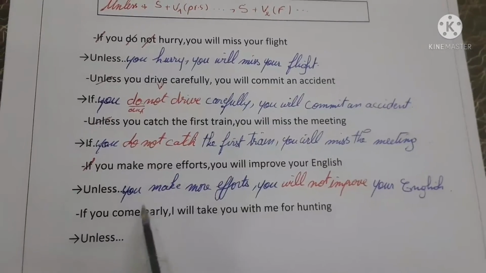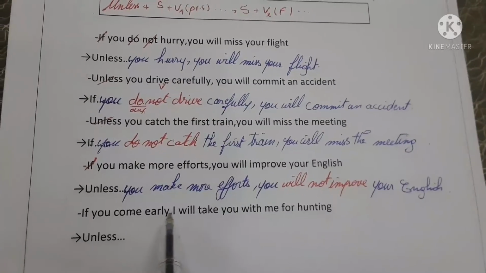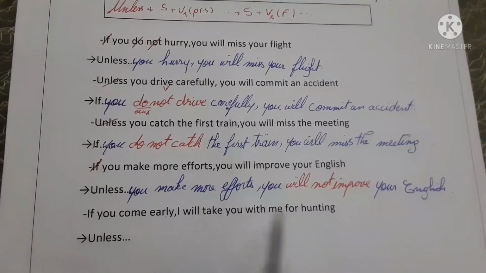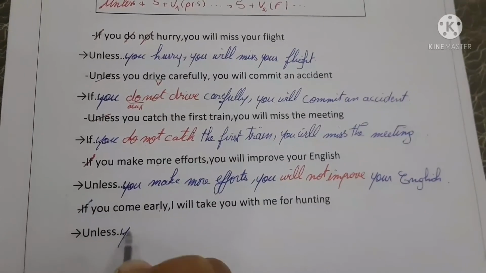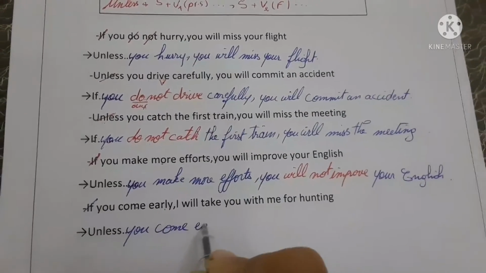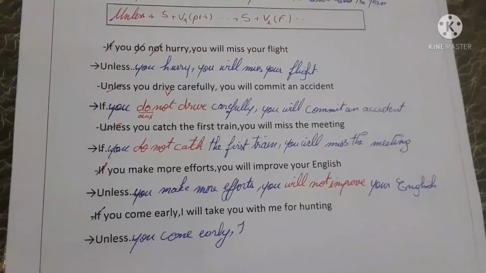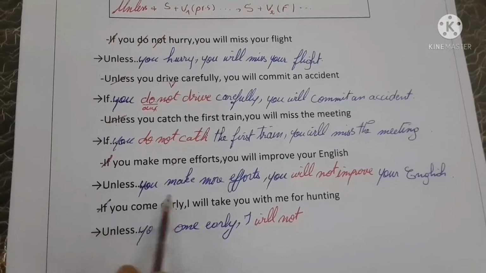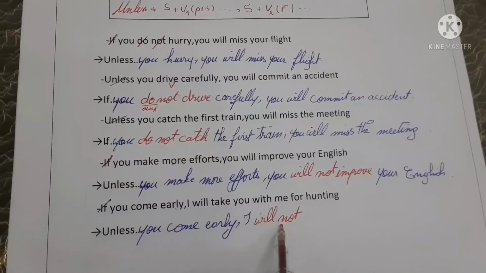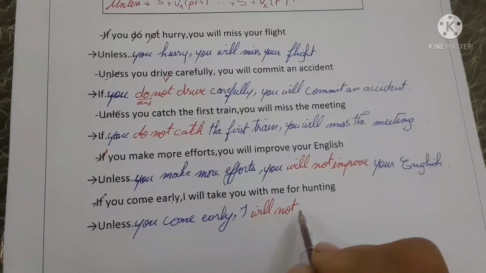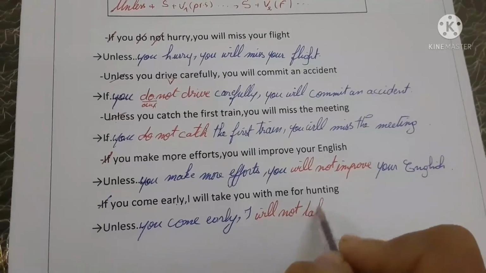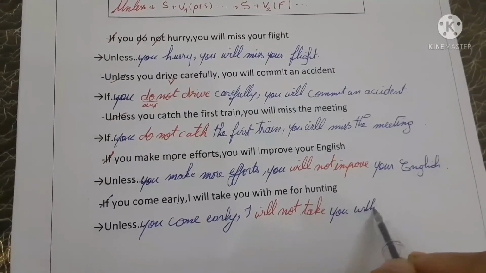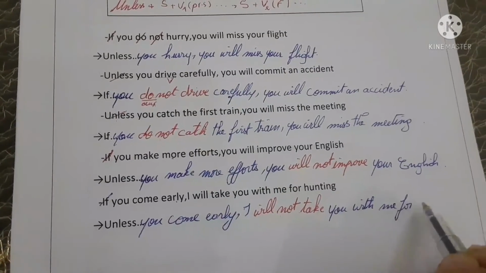Another sentence, which is the same way. If you come early, I will take you with me for hunting. Unless you come early, I will not. We said we didn't find not with if, so we put it in the second part. I will not, sorry, take you with me for hunting.